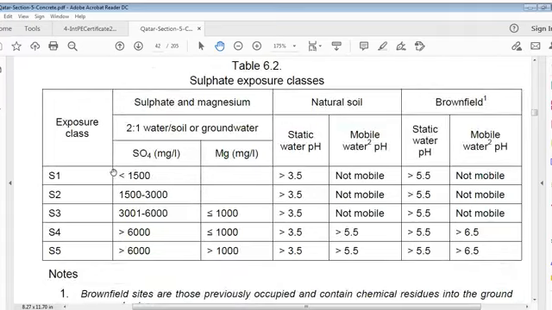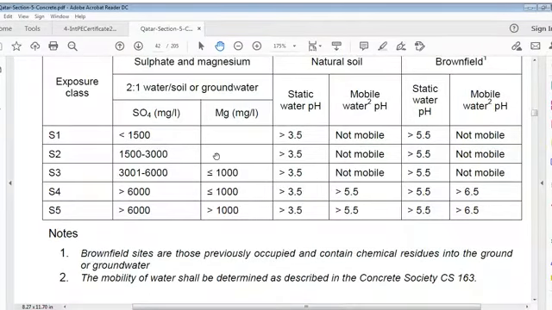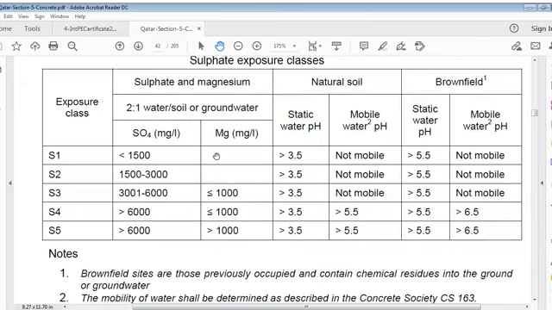Now Table 6.2, sulfate exposure class. Here we have S1, S2, S3, S4, S5. And this sulfate and magnesium 2:1 water soil or groundwater.